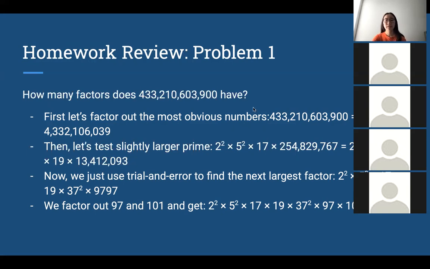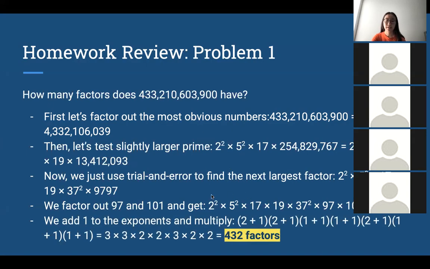And from there, we know our rule for finding the number of factors is to take all of the exponents in the prime factorization. So for example, for 2 squared, we take out the 2, and then we have to add 1 to all of the exponents. So you can see there in that equation. Then you finally multiply all of those exponents that you added 1 to. You multiply all of those together to get the number of factors. So the answer here is 432.